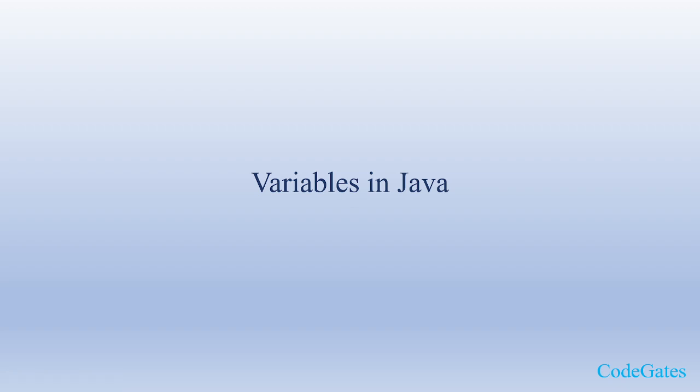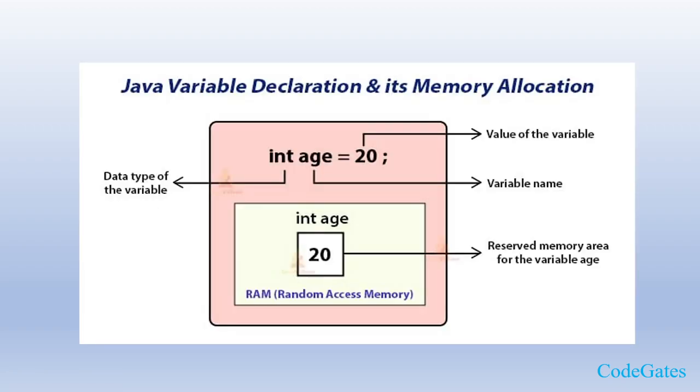So today we will discuss variables in Java. In this diagram you can see that I have declared a variable of type integer. The name of the variable is age and I have passed the value 20 into the variable. That means there is some area reserved in the memory where this 20 will be stored.